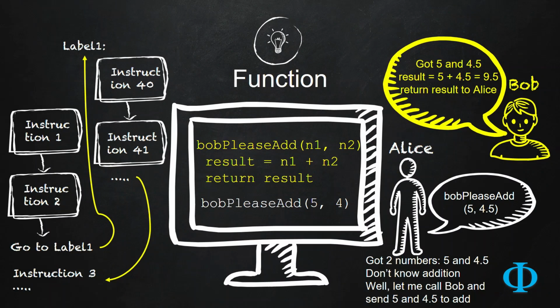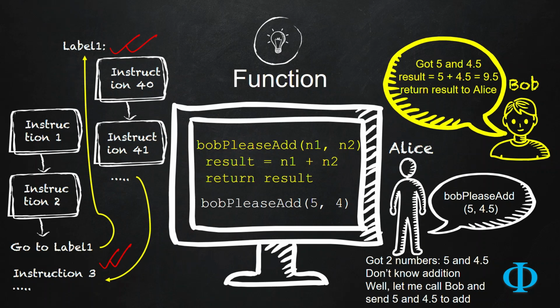Now we are going to learn about function control structure. A function is simply like offloading some part of work from one part of the program to an entirely separate part of the program.